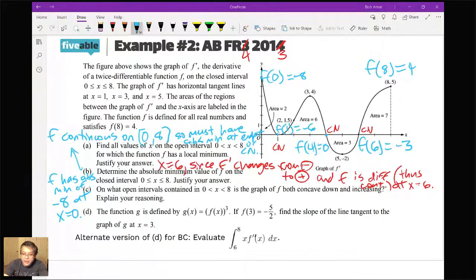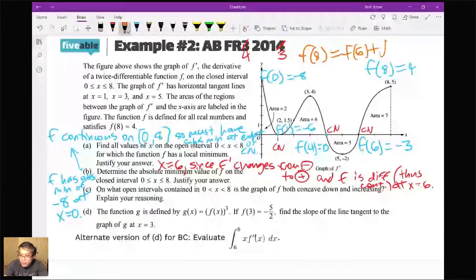I know that f of 6 is equal to f of 8 plus the integral. Let me actually reverse this, so I think that'll make it clear. F of 8 must be f of 6 plus the integral from 6 to 8 of f prime. And the integral from 6 to 8 of f prime of x is 7. And so I know that this is 4, so 4 is equal to f of 6 plus 7. And that tells me what f of 6 is. So that's how I get that f of 6 is -3. So hopefully that helps.